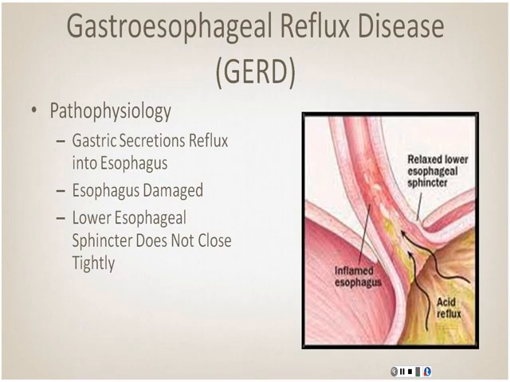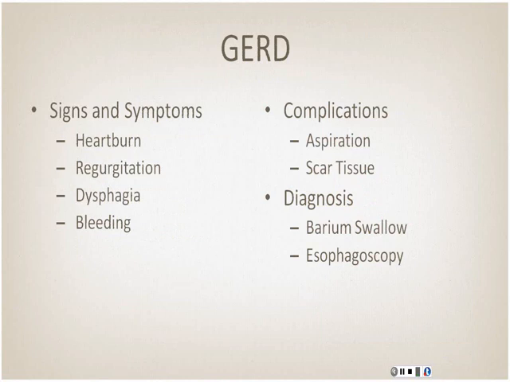Gastroesophageal reflux disease, or GERD, is where gastric secretions reflux back into the esophagus. Because gastric secretions are very acidic and contain digestive enzymes, the esophagus is damaged. GERD is caused by the lower esophageal sphincter, or LES, not closing tight enough. GERD is common in folks with hiatal hernias, and also fairly often occurs in older people.